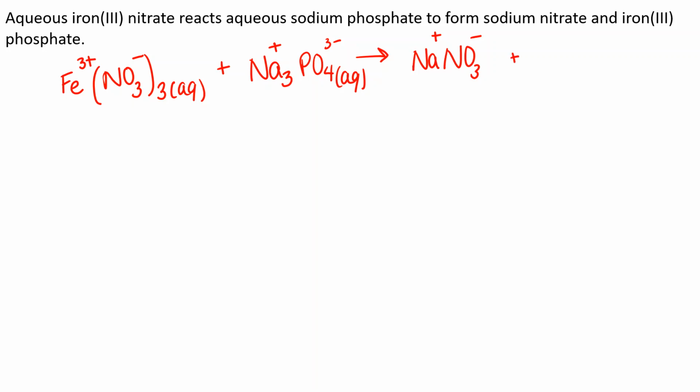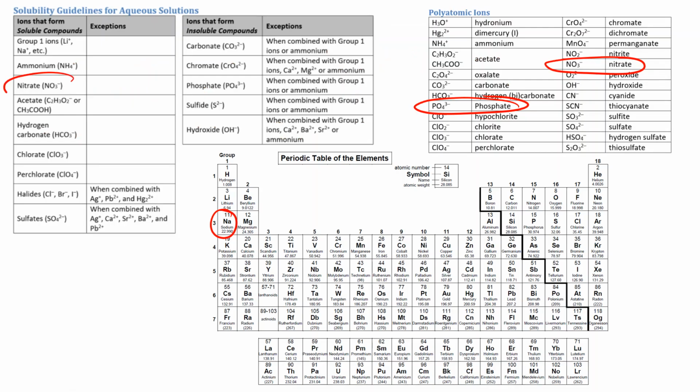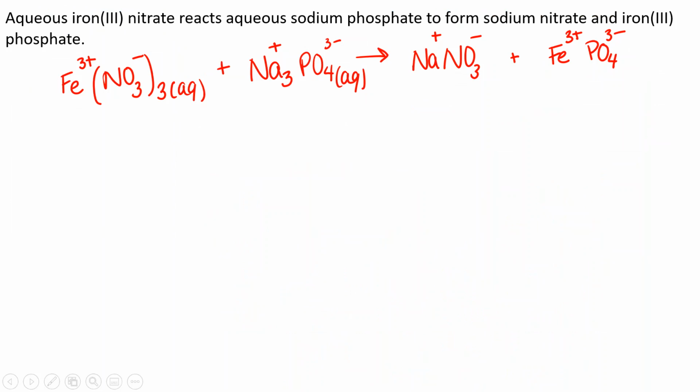And then we're also going to form iron 3 phosphate. So iron is +3, phosphate is -3, so those charges already balance out. So now we got to look at these products and figure out if one of them is a solid. So sodium nitrate, nitrates are always going to be aqueous, and phosphates are pretty much always going to be insoluble or solid unless combined with group 1 or ammonium. Iron isn't one of those. So this guy will be aqueous and this guy will be solid.